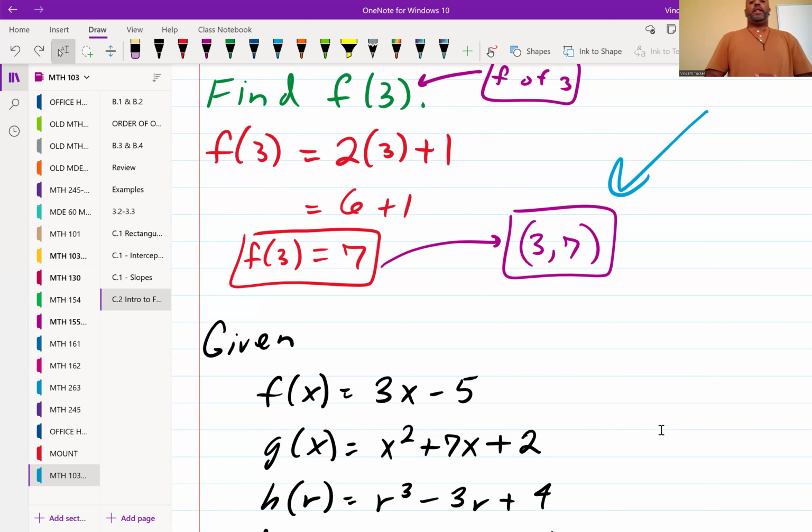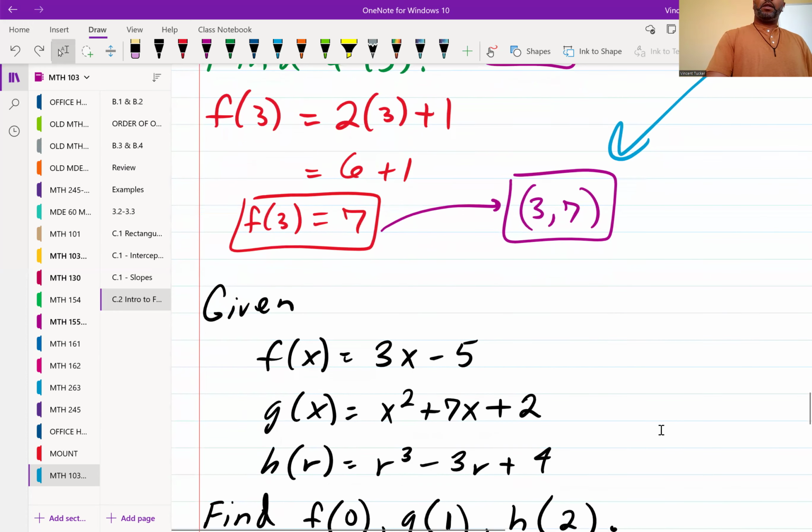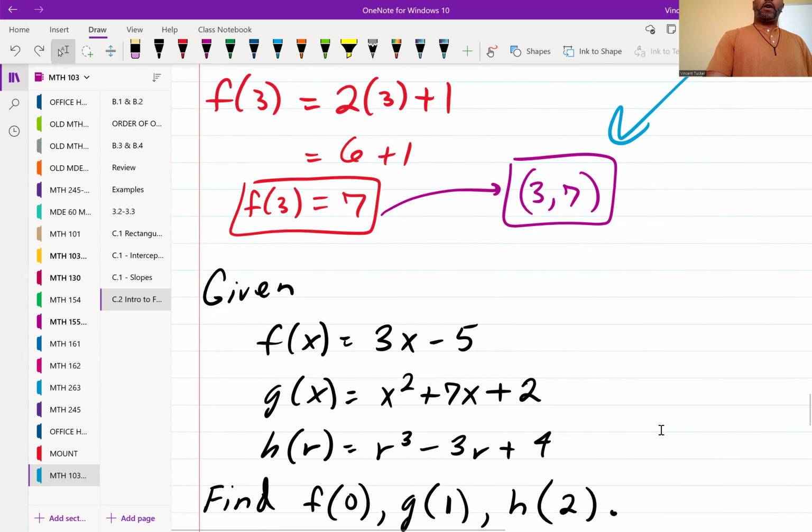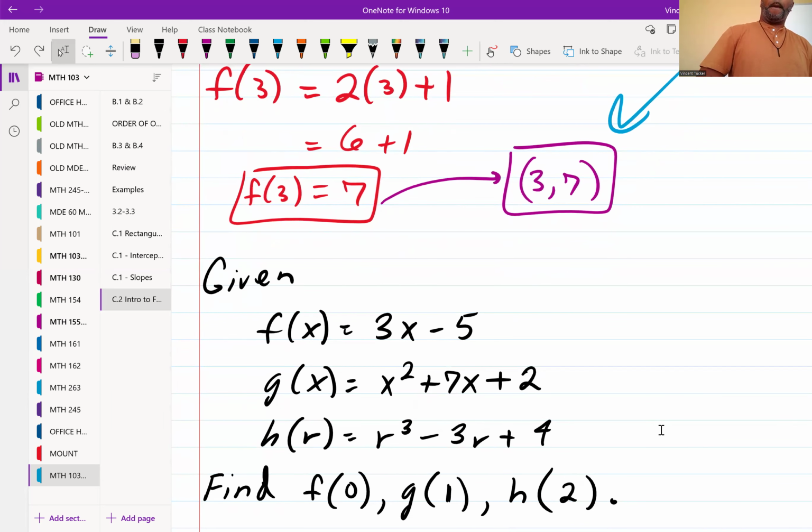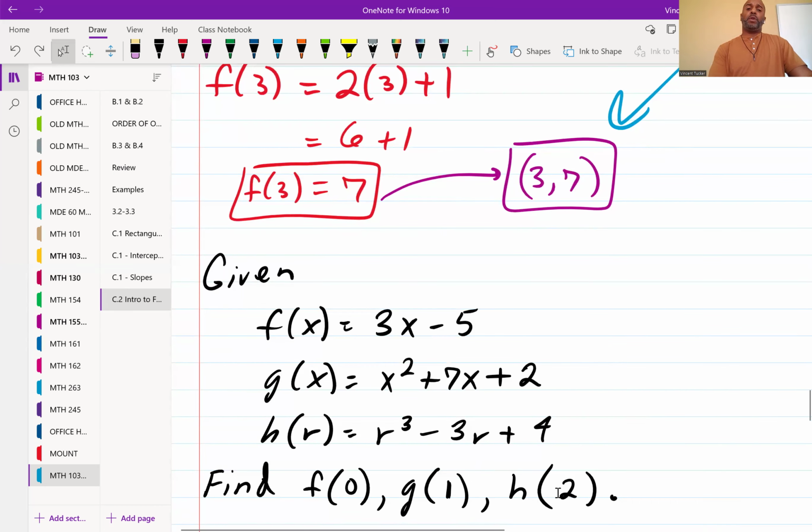All right. So next example, last example, we have f of x is equal to 3x minus 5. g of x is equal to x squared plus 7x plus 2. And then h of r is equal to r cubed minus 3r plus 4. And they ask us to find f of 0, g of 1, and h of 2. So once again, the top one is our f function, the middle one is our g function, and the third one is our h function. And we're going to plug in accordingly.